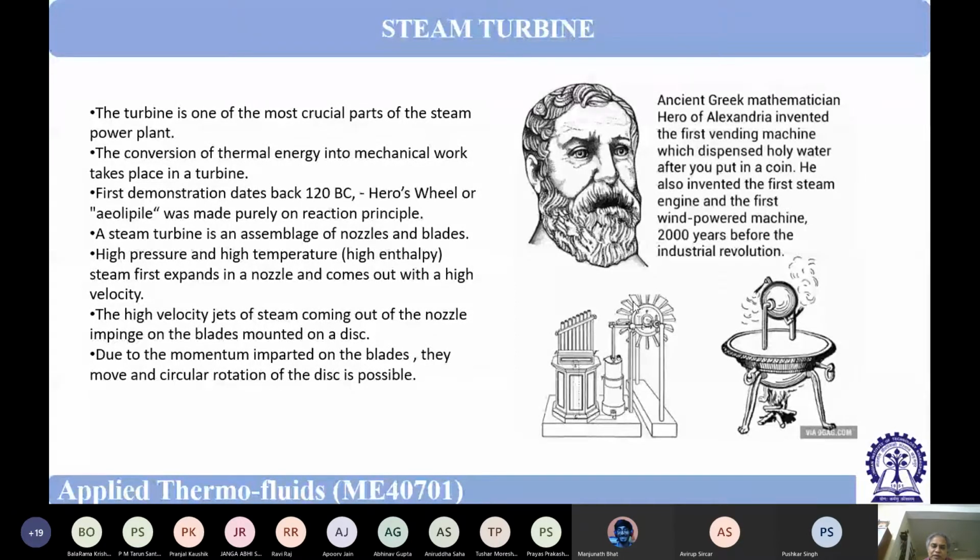If the steam impinges on this blade, then the blade will get some momentum and it will get displaced. But again, linear motion is restricted. It is mounted over a disc, so it will try to rotate the disc. And continuously there are so many blades, so ultimately the turbine will rotate. So this is the working principle of a turbine.